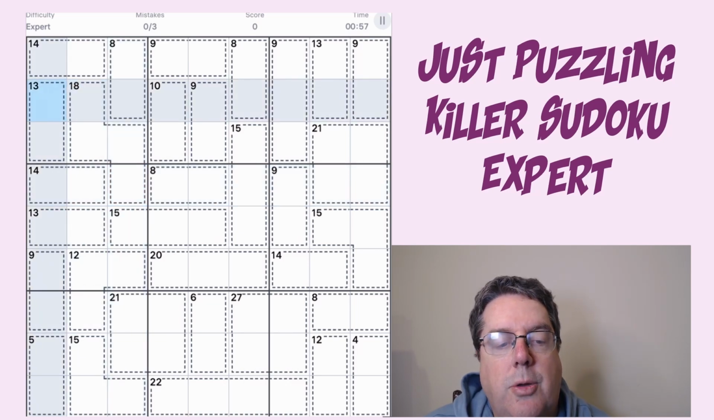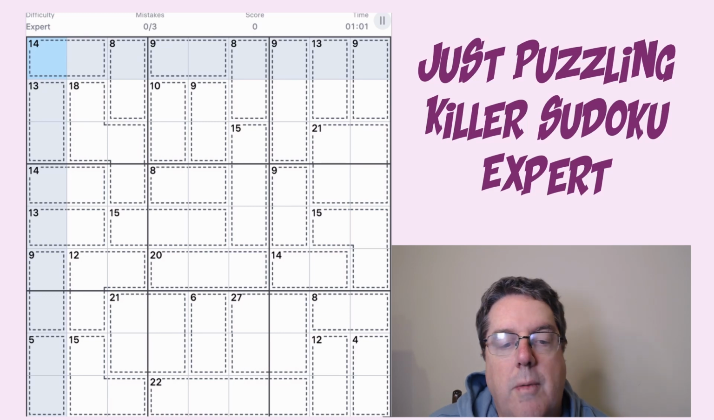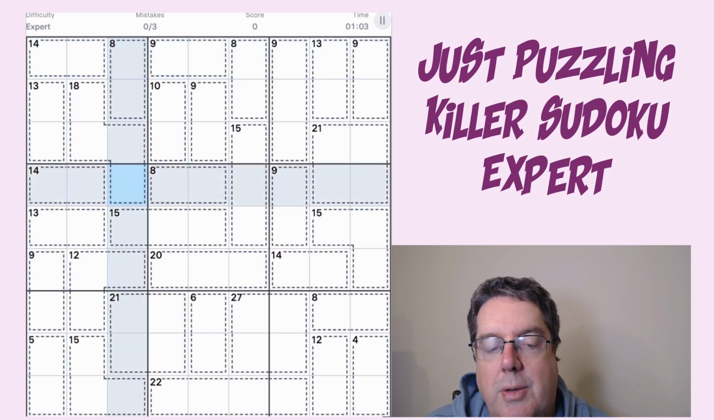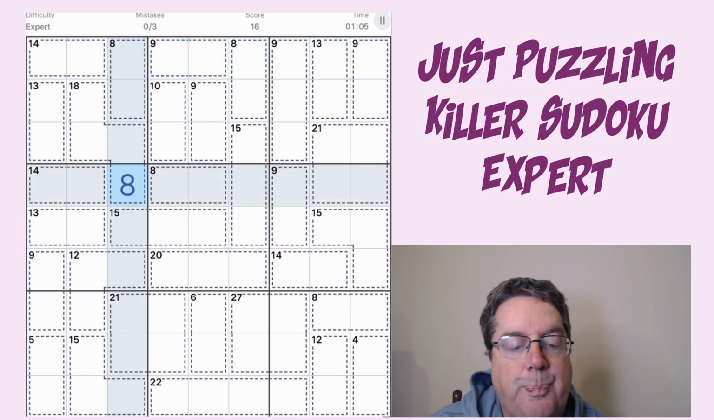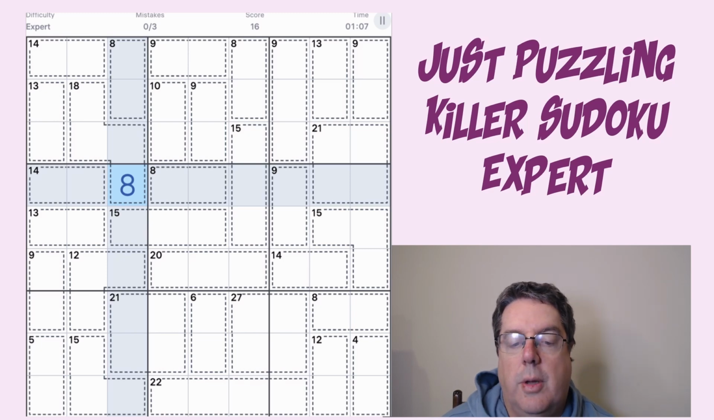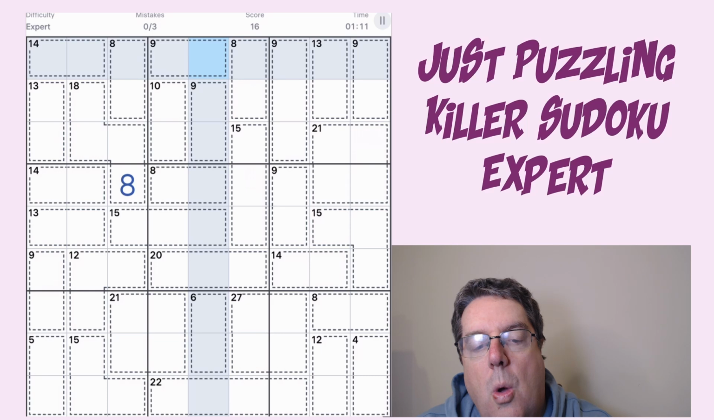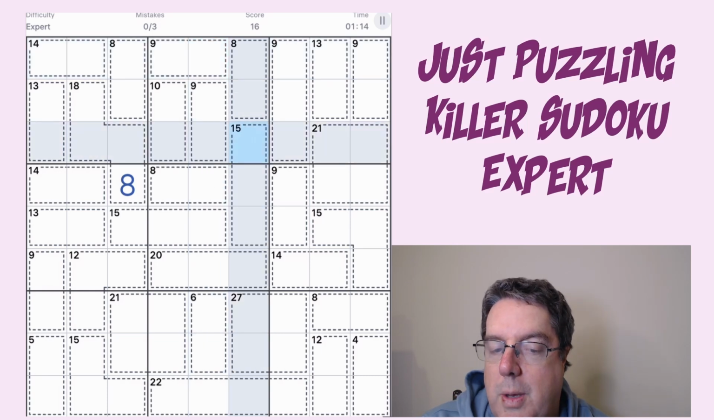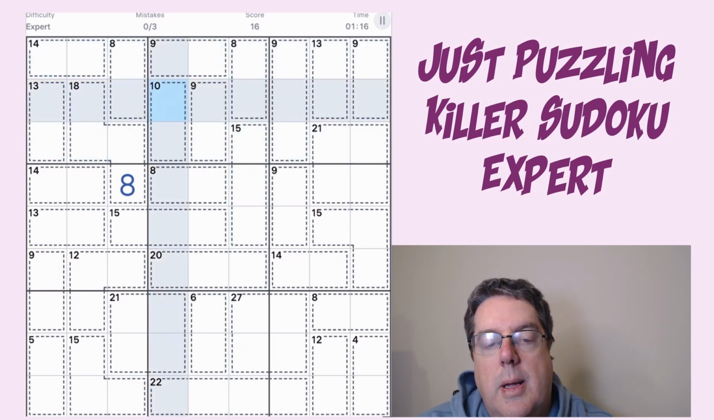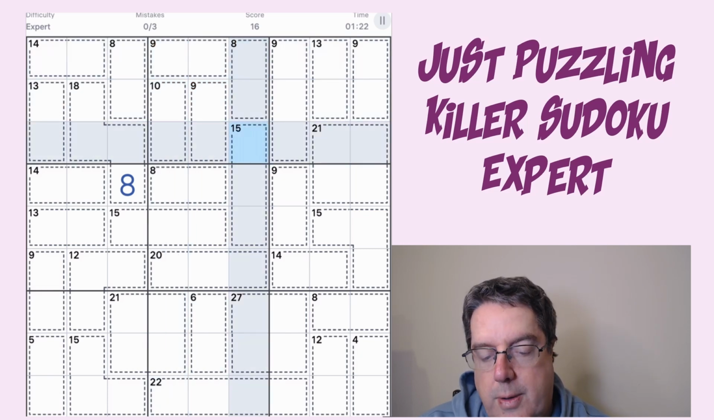So 18 plus 13 is 41, plus 14 is 45, plus 8 is 53, but it's irrelevant because that's going to be an 8. Okay, so this is how I start to look at it. You can see here's another box with 1 in there, which is going to be the number short. So 10 plus 9 is 19, plus 9 is 28, plus 8 is 36, so that's going to be a 9.